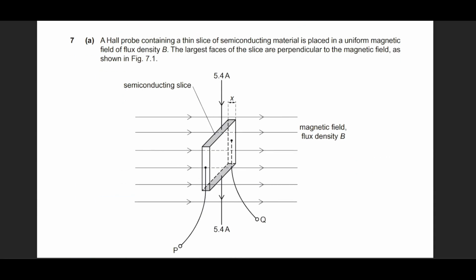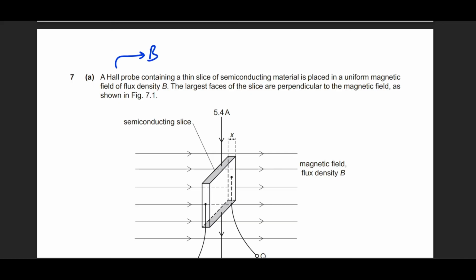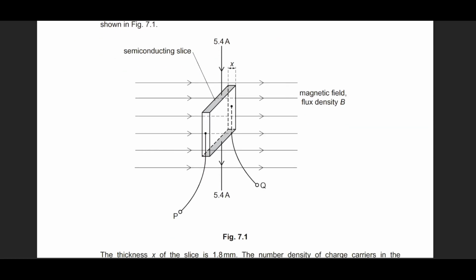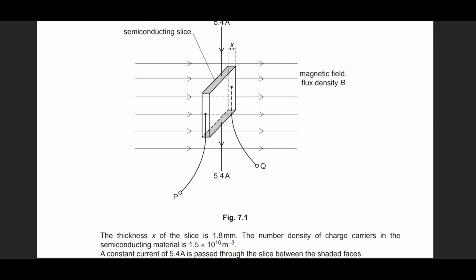Question number 7. This is a Hall probe, and we understand that Hall probes are used to measure voltages. But when we use them to measure voltage, the voltage is representative of the strength of magnetic field. So a Hall probe basically tells you the value of magnetic flux density by measuring the tiny voltage that may show up. So there is a current through the slice, there is a thickness of the slice, there is a magnetic field, and there is a semiconductor device. Okay, good enough. Why do we use a semiconducting device?